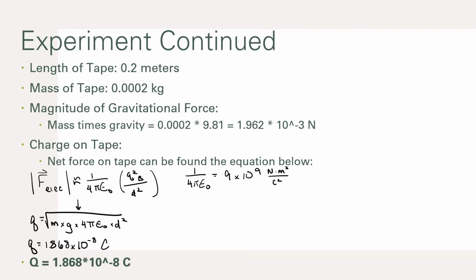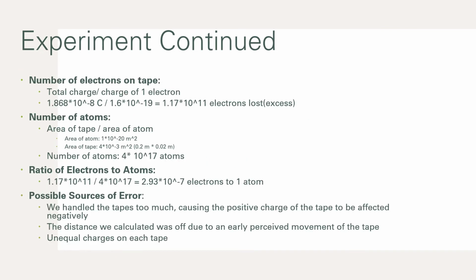Continuing, we knew that the length of the tape was 0.2 meters, we knew the mass of the tape was 0.0002 kilograms, and with that, we found the magnitude of the gravitational force by multiplying the mass and the force of gravity. And finally, we knew that the force of gravity is equal to the electric force, so we used the electric force equation to find Q, which is the charges of both tapes, and that came out to be 1.868 times 10 to the negative 8 coulombs.